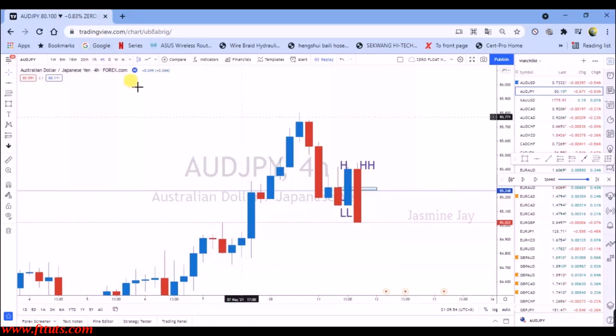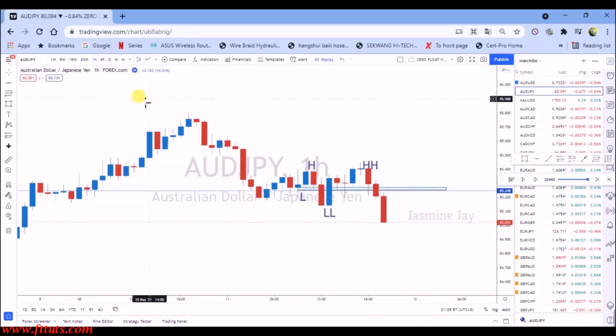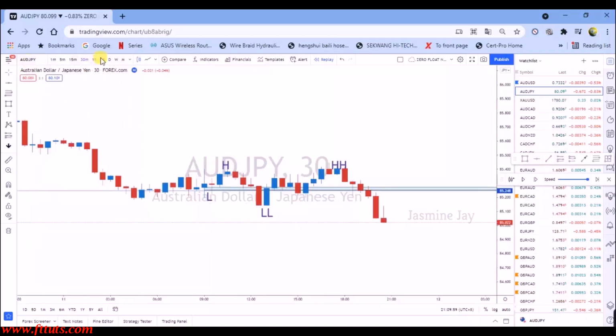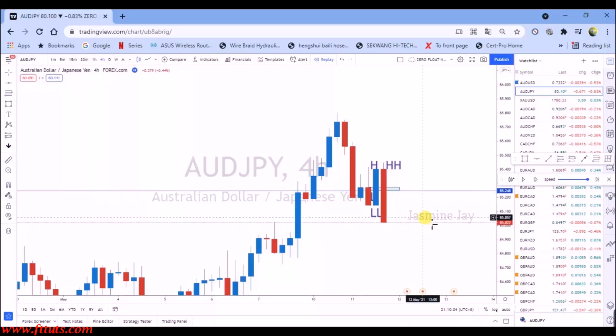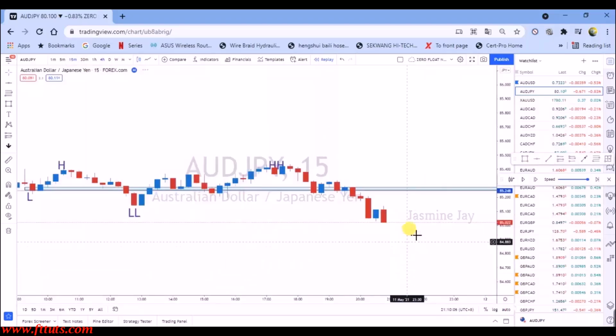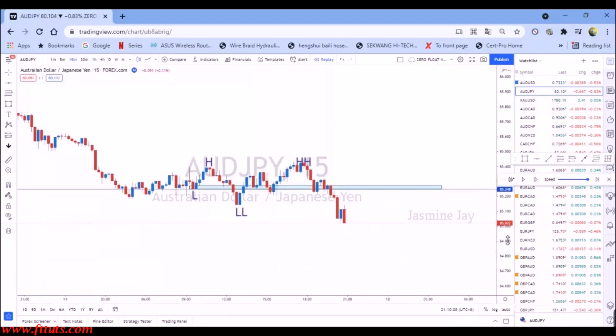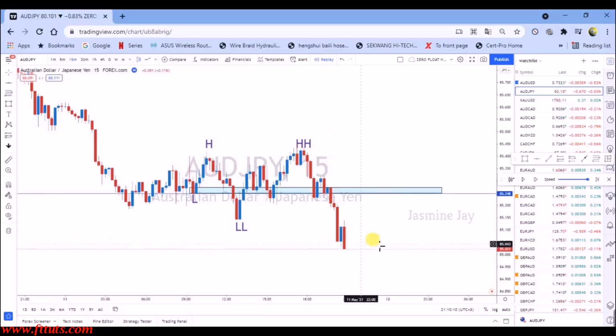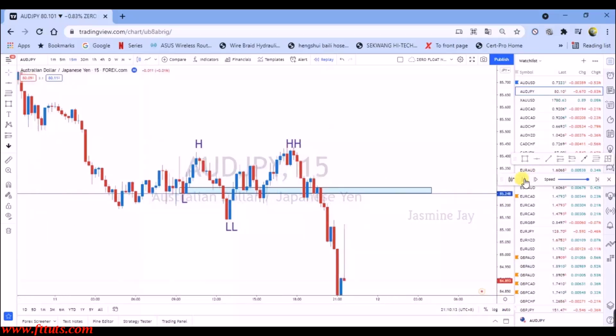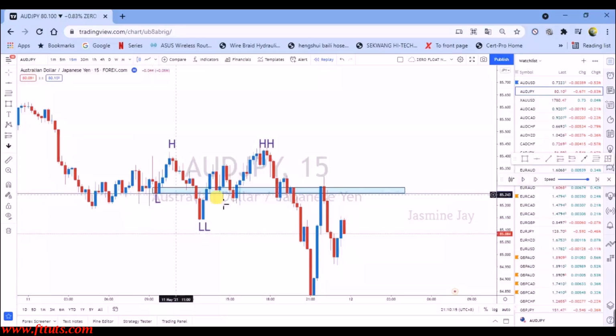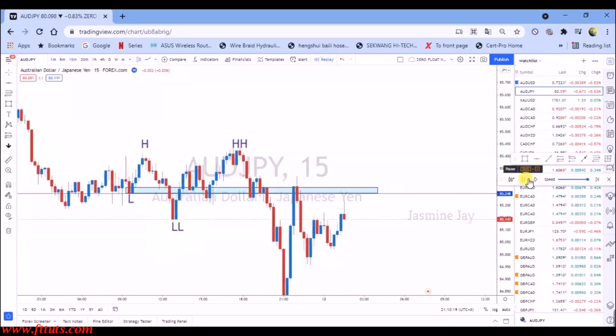Okay, why do I go to the H4? If we look at the H1, I can't see anything. M30, I can't see anything. But at the H4, I can see that there is a bearish engulfing as our confirmation. So I'll change back to our M15 and let's just wait for the price to react to this area. As we can see, the price has finally come back to this area, reacted and continued on a downtrend.